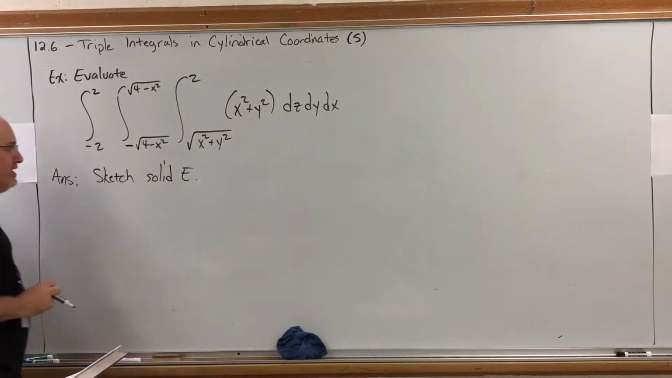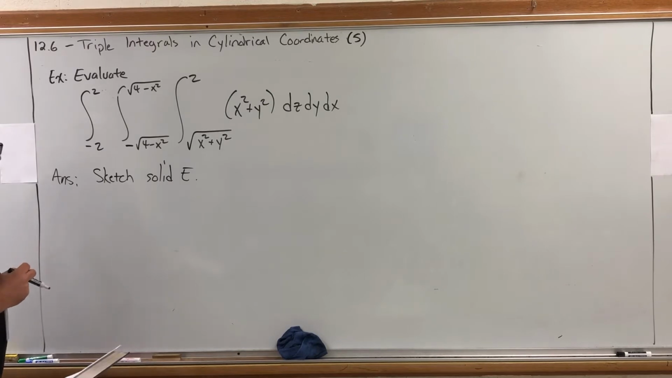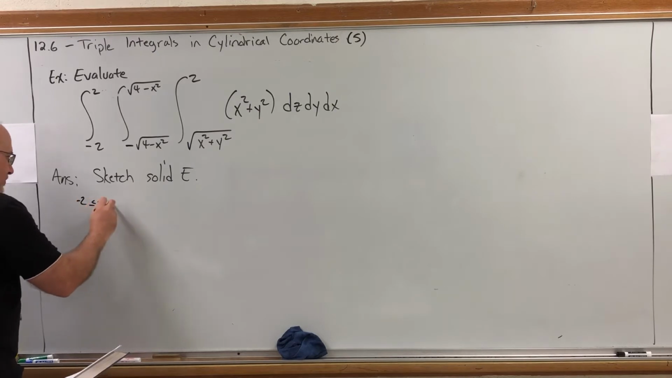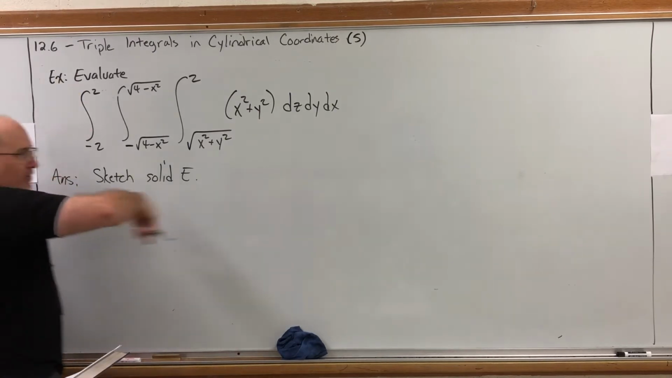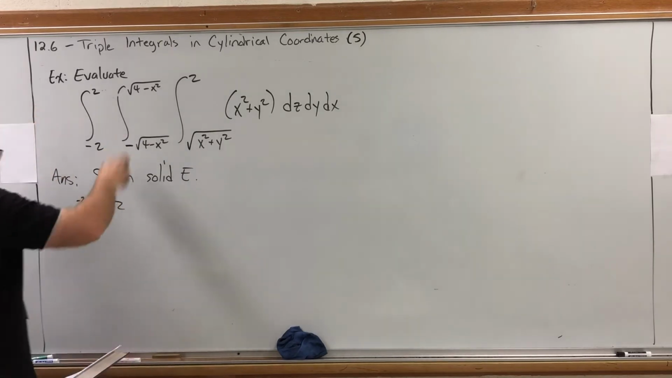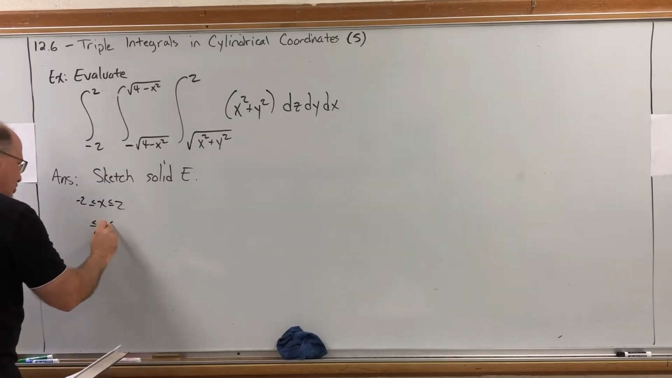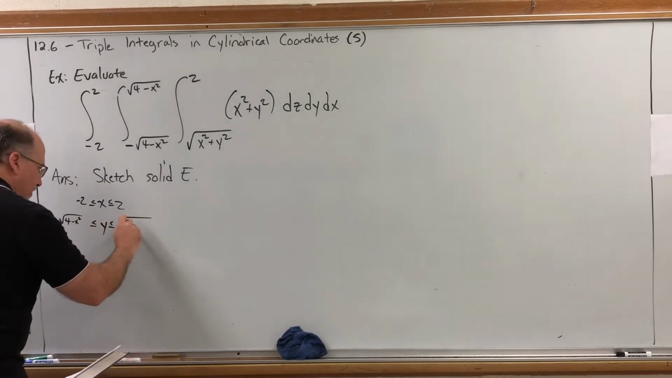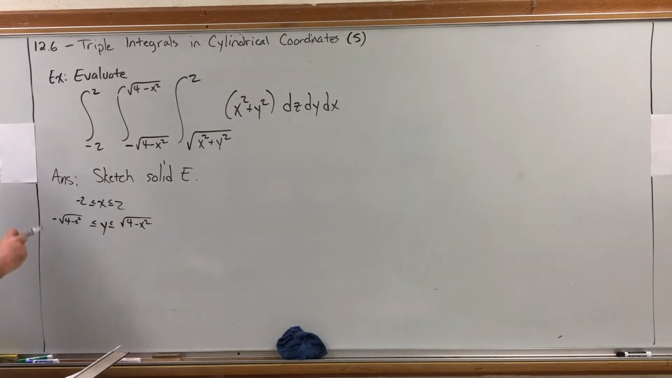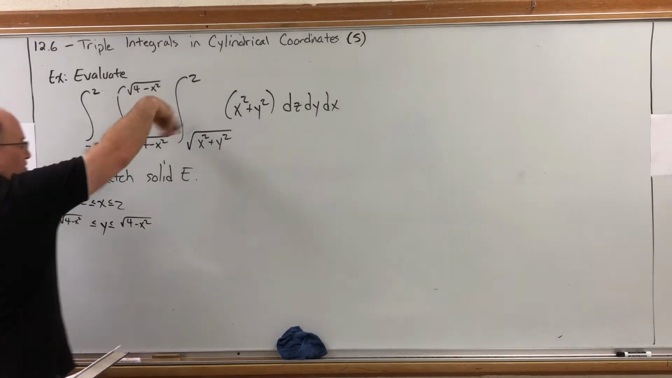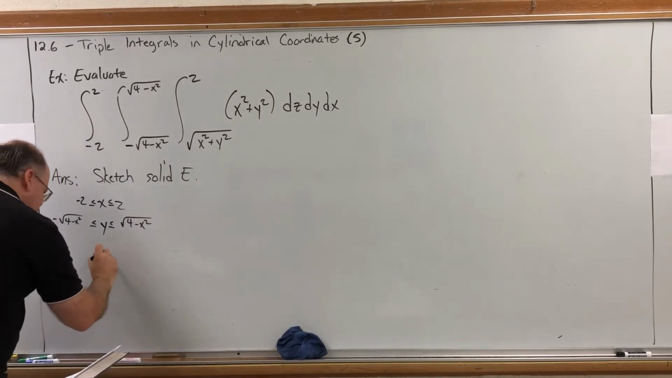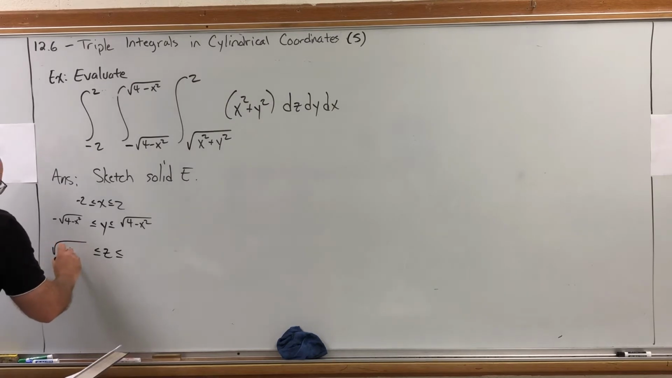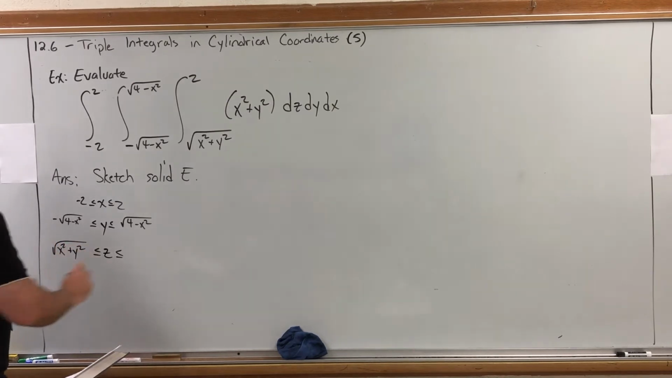And in order to do that, we need to know what the limits of integration are telling us. The limits of integration are telling us that the x is between -2 and 2, because the last integral that we'll evaluate is dx. The middle integral is telling us that y is between negative square root of 4 minus x squared and positive square root of 4 minus x squared. And the innermost integral, the dz integral, is telling us that the z is between the square root of x squared plus y squared and 2.